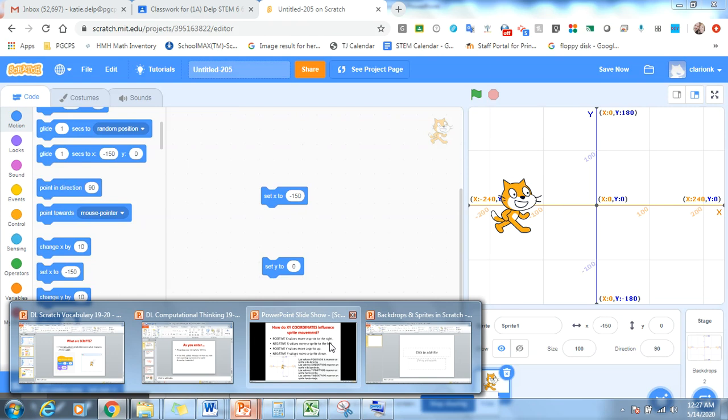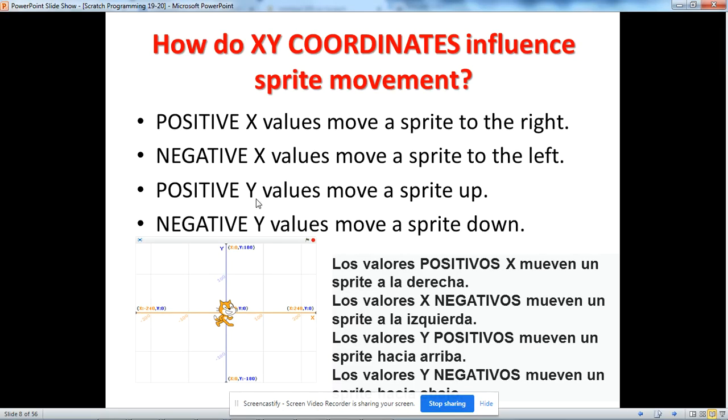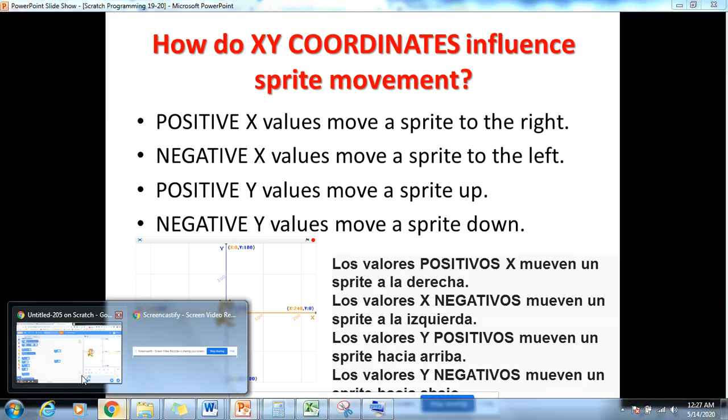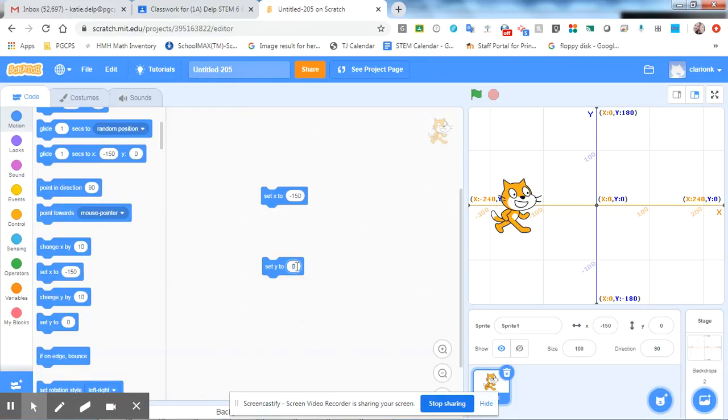So if we go back to our PowerPoint, you'll see the exact same thing is the case for our Y values. A positive Y value will move a sprite up, and a negative Y value will move a sprite down. Again, let's go to Scratch and let's test this. Okay, so if we want Scratchcat to move up, we should be able to give it a positive Y value, and he moved up. And if we want Scratchcat to move down, make it negative 150, a negative value, click on it, you'll see he moves down. Okay, so really when we're talking about right, left, up, and down, we're talking about positive and negative X and Y values.